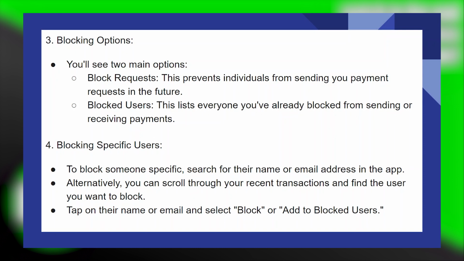Then we have blocking specific users. To block someone specific, search for their name or email address in the app. Alternatively, you can scroll through your recent transactions and find the user you want to block. Now tap on their name or email and select Block or Add to Blocked Users.